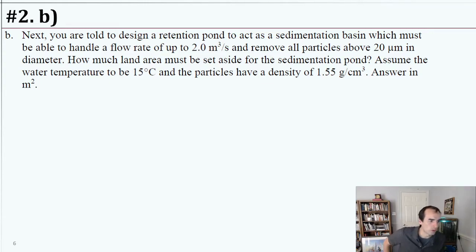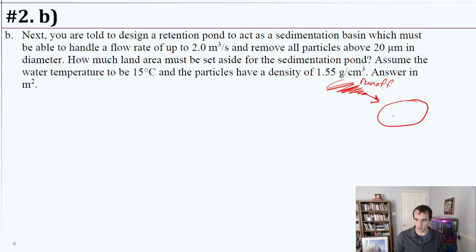So the first thing to note is that we have all the water coming off from the construction area, this runoff, and that's coming into a retention pond that we're setting up. We need to set up that retention pond with some area, and that's what we're trying to solve for: what area do we need if the flow rate that we're designing for is 2 cubic meters per second.